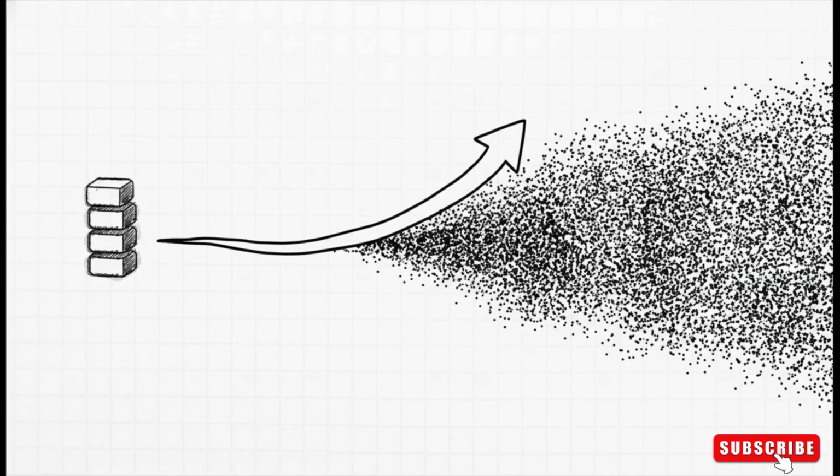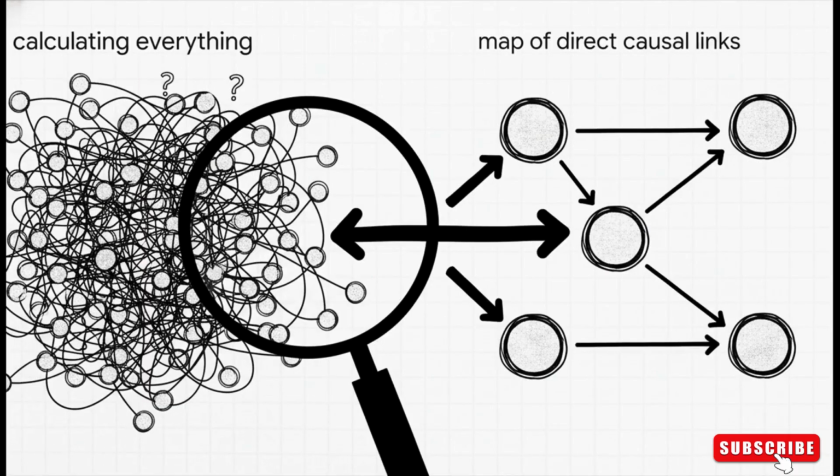To really put that into perspective for you, if you have just 30 simple true or false variables, we're talking simple stuff like, is the sprinkler on? You would need to calculate and store over 1 billion different probabilities. It's not possible. No computer can handle that for any real-world problem. So clearly, we need a smarter way to do this.